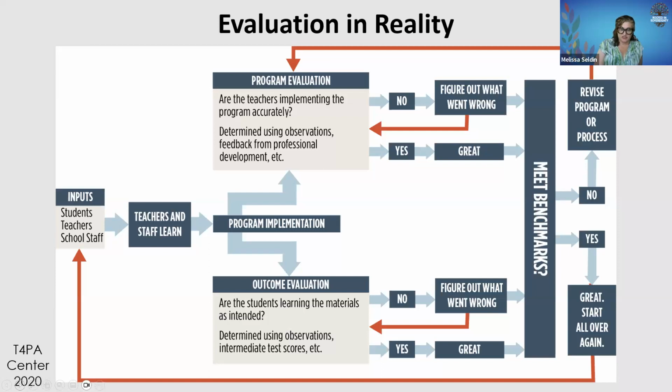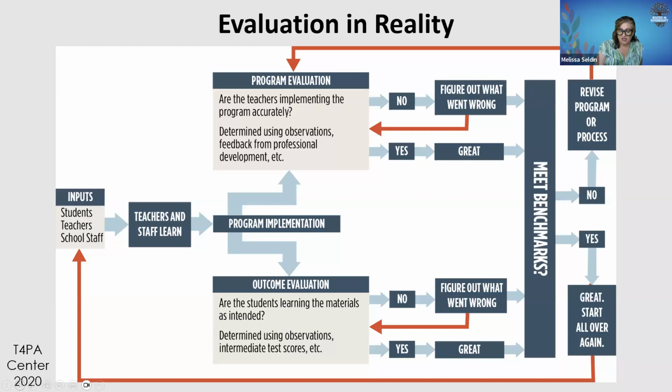This could be determined using observations, feedback from professional development, or other means. If they are implementing the program accurately, the answer is yes, then that's great. You go to look and see if they've met the benchmarks and the outcome evaluation piece. If the answer is no, then you have to go back and look at what went wrong and see if you need to revise the program or process.